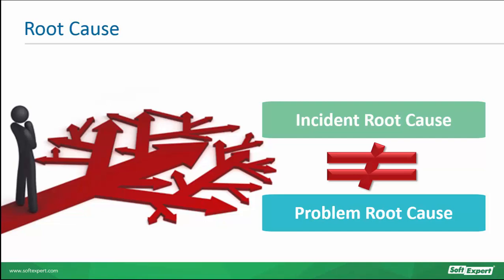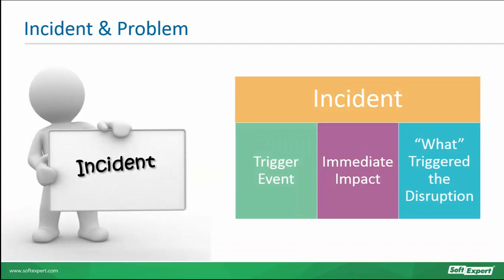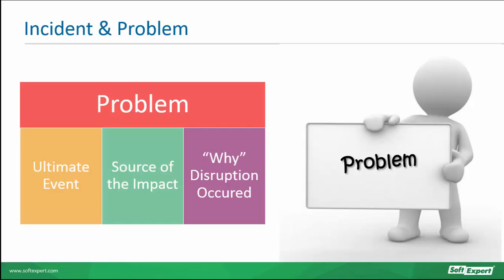Now, incidents and problems have unique causes. Incidents have a trigger event. What was the trigger cause of an event? And the keyword here is what triggered the outage. As for problems, I look at the ultimate event or the final cause. It's really a question of what was the ultimate cause of the disruption. Why was the outage triggered?